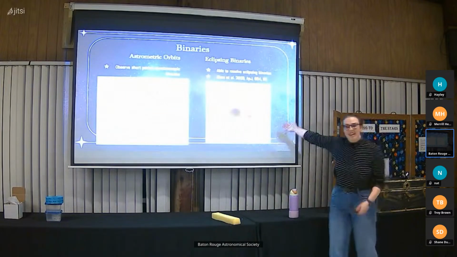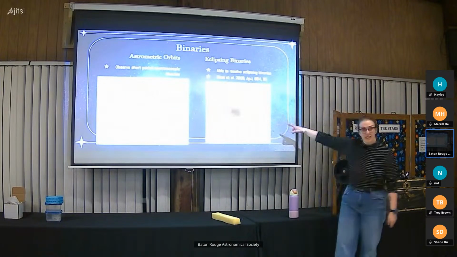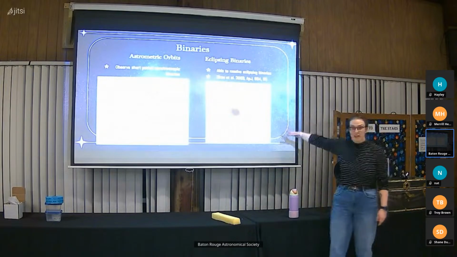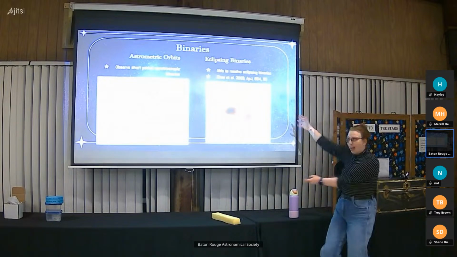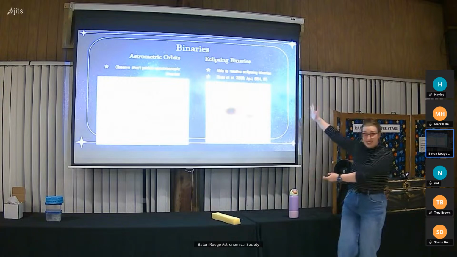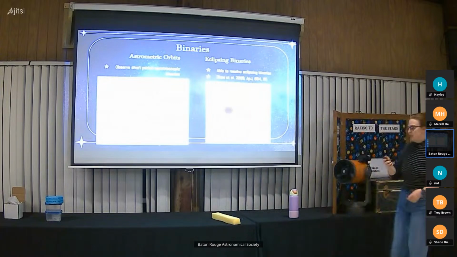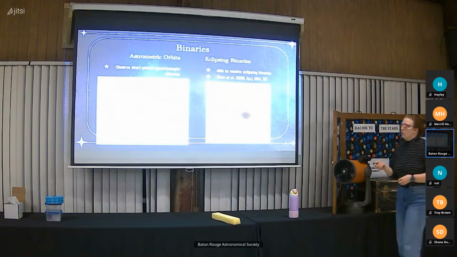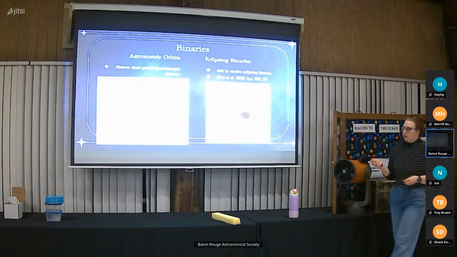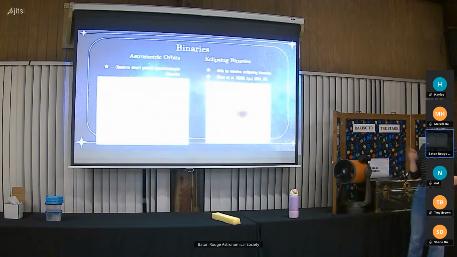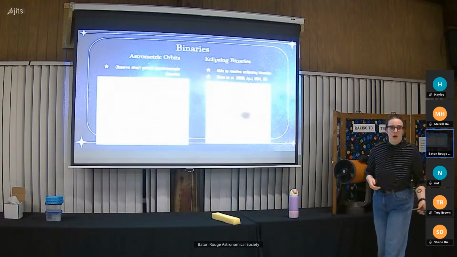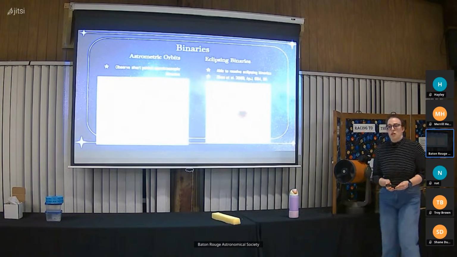Remember also there's binaries. This is real. This is binaries orbiting each other. This is not modeled. This is real. Insane, right? And so this is able to resolve eclipsing binaries, and also able to do astrometric orbits. So able to track the orbits of binaries. Also, they're starting to be able to track orbits of planets with astrometry versus anything else.